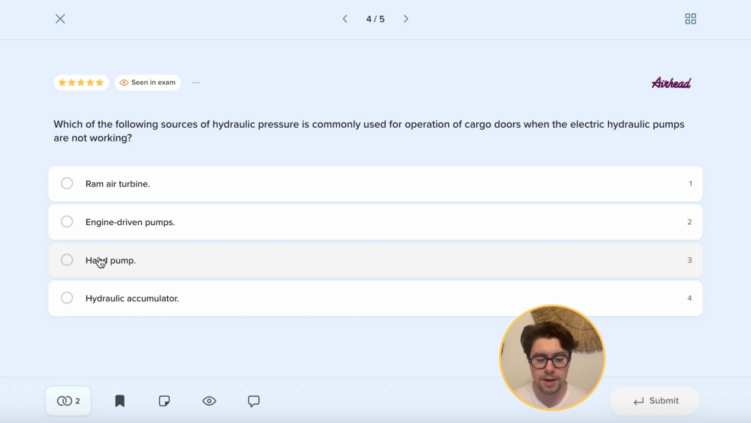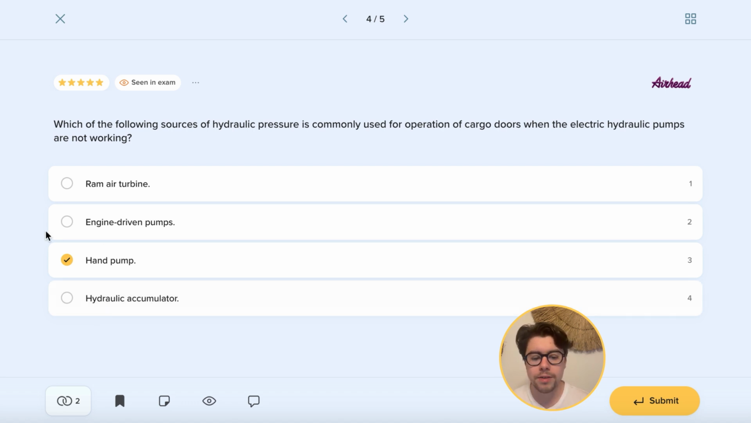And of course, the other answers. Engine-driven pumps, no, because the cargo doors are used mainly when the engines are off. The hydraulic accumulator will only be used for damping and will only be able to re-energize the system slightly in case of any fluctuations. And also the accumulator will allow us to use the brakes a couple of times if the hydraulic system is being depressurized.